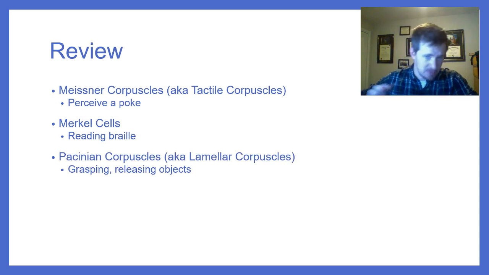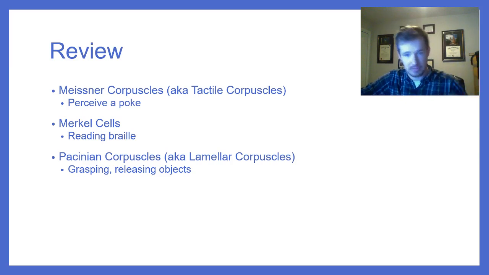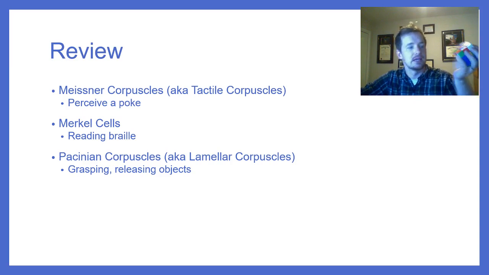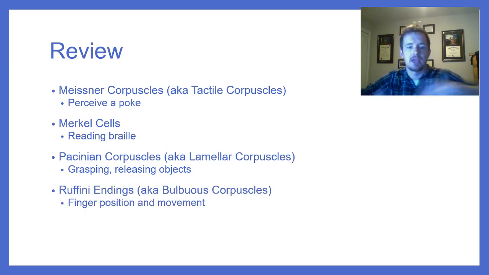The Pacinian corpuscles, sometimes these are called the lamellar corpuscles. Honestly, if you are reading this outside of this class, it's kind of a toss-up which of these you're going to see. It seems like for a long time people used the old lamellar corpuscle, and then people started using Pacinian, and now it feels like it's kind of going back to lamellar. So if you ever see that phrase, they mean the same thing. These are used for grasping and releasing objects. If you're holding on to something, that requires deep tissue pressure, right? And so that is the Pacinian corpuscle. And finally, the Ruffini endings, sometimes called the bulbous corpuscles.